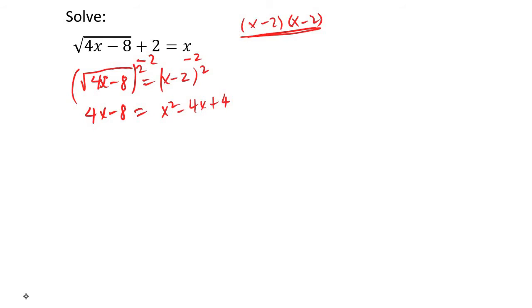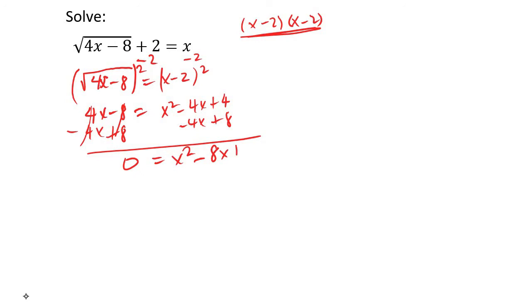Now, let's try to get one side to be 0. So, plus 8 minus 4x minus 4x. And then you have 0 on the left side equals x squared minus 8x plus 12. So now we're going to factor this. All right, this is x minus 6, x minus 2. And so we're going to know x equals 6 or x equals 2.